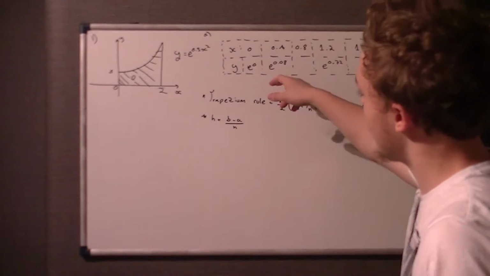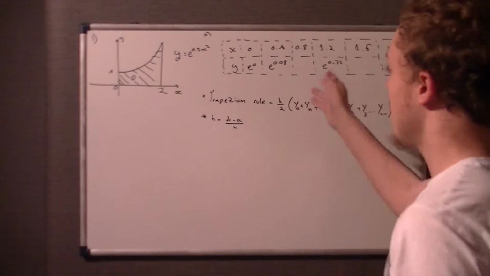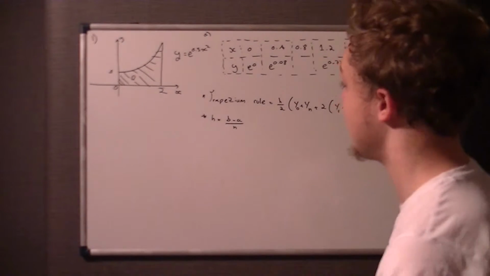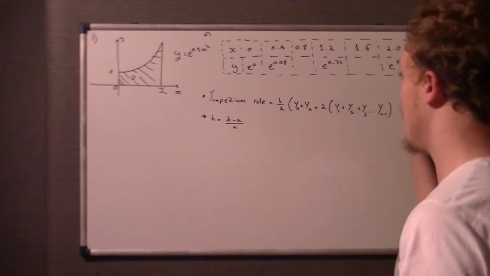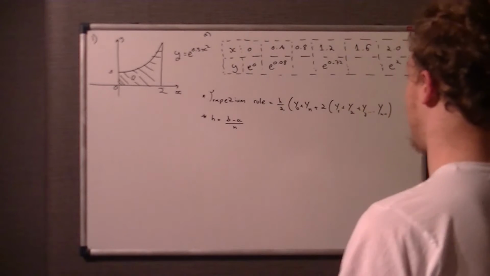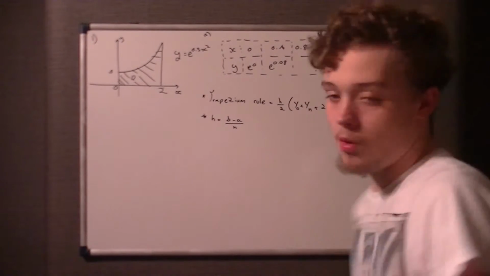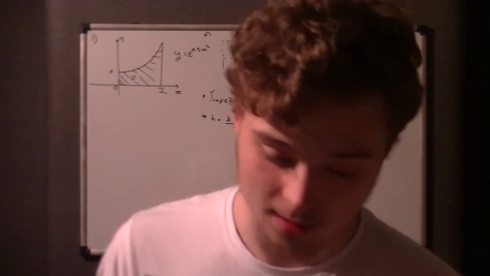So when x is 0, y is e to the power of 0. When x is 0.4, y is e to the power of 0.08. When x is 1.2, we've got e to the power of 0.72, etc. They're all in terms of e, so exact values. So I'd assume we probably have to do the same.